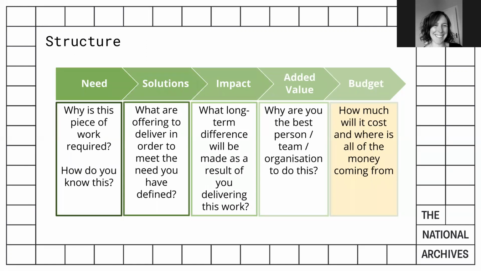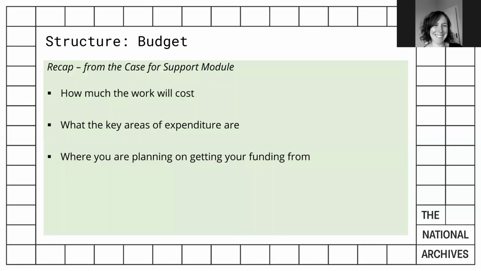So today we're going to talk about money and how much you need, and where it's going to come from. So really by budget, that's what we mean. How much the work will cost, what the key areas of expenditure are, but really importantly, where you're planning to get the funding from. And today we're going to focus on this concept of full cost recovery, what it is, how to use it, and why it's important.